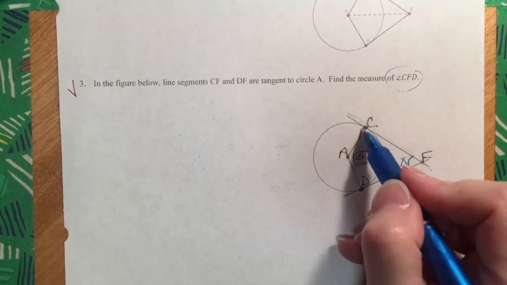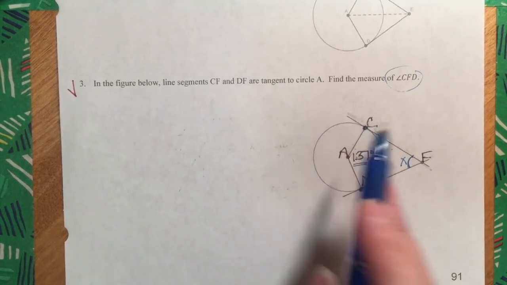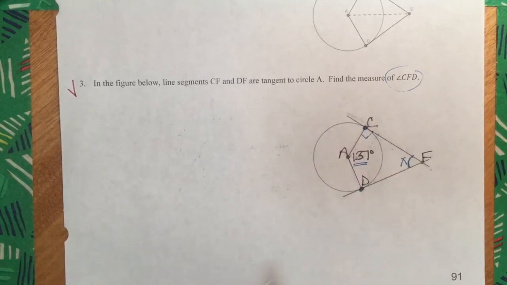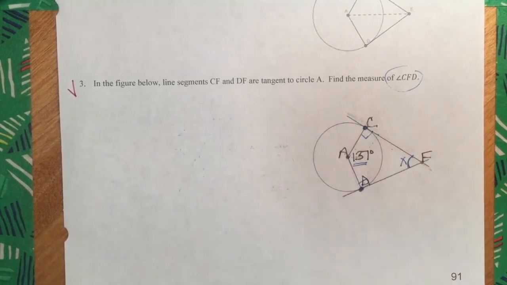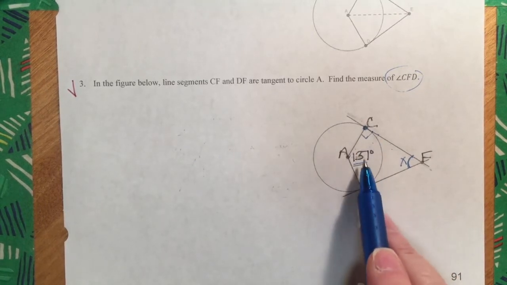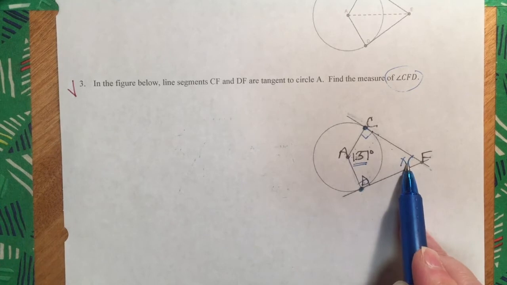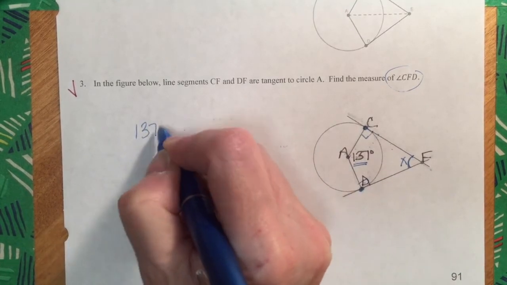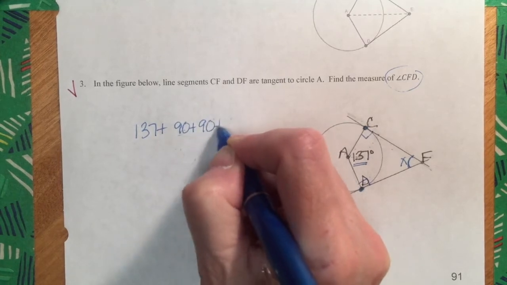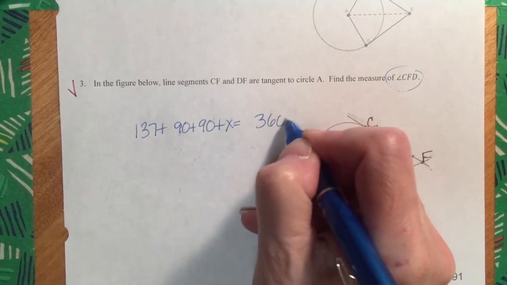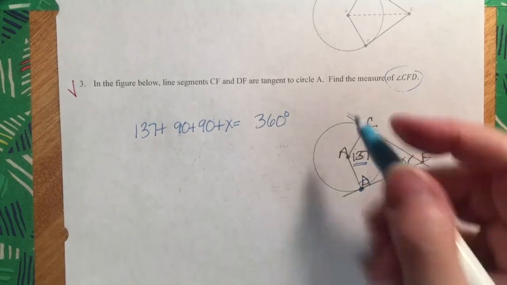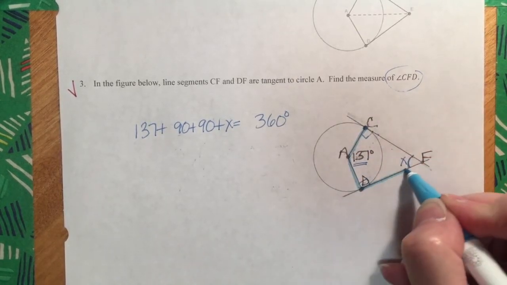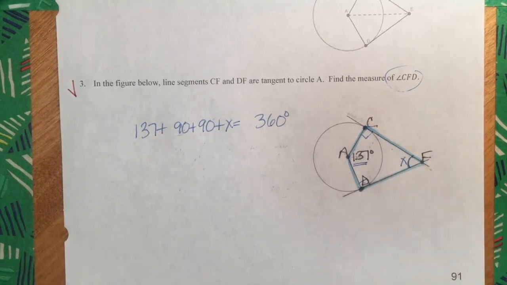So again, where the radius meets the tangent at the point of tangency is a 90-degree angle. Where this radius meets the tangent at the point of tangency, that is a 90-degree angle. We have 90 and 90 and 137 and x. Right? And what do they have to add up to? They have to add up to 360 degrees because this is a quadrilateral. This is a 4-sided figure, 4-sided polygon. And a 4-sided polygon always has interior angles that sum to 360.